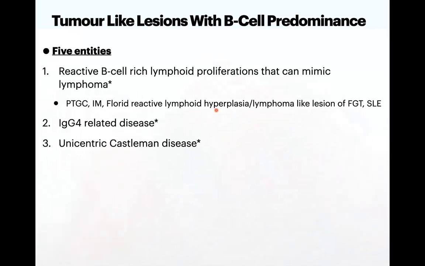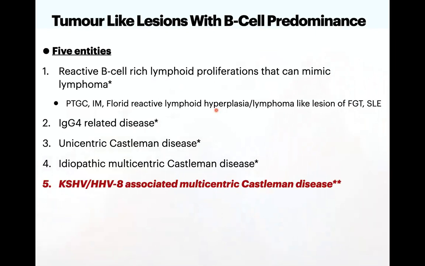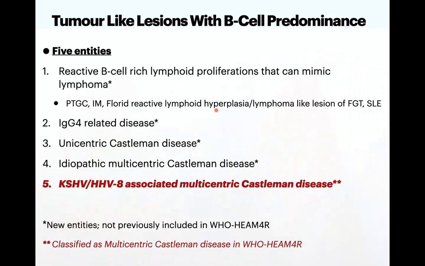Third is unicentric Castleman disease. The Castleman disease, the 3 entities have been included as 3 separate entities. So fourth is idiopathic multicentric Castleman disease. And these first 4 are new additions to the WHO classification, this 5th edition. While the 5th entity, that is Kaposi sarcoma herpes virus, HHV8-associated multicentric Castleman disease, was included in the 4th edition also. So like I said, the first 4 entities are new to the 5th edition, not included in the 4th edition. While this 5th entity was classified as multicentric Castleman disease in WHO HAEM 4th edition, revised edition. Okay.